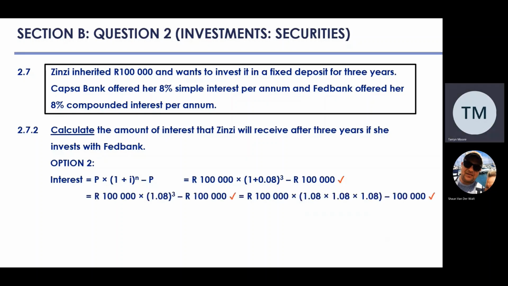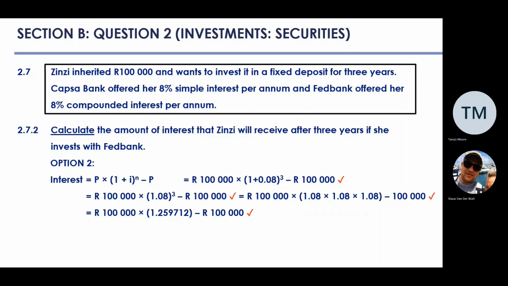Please take note again. Look at the mark allocation. Make sure that you are calculating it correctly. Make sure you include your brackets. Make sure that you include to the power of 3. The power of 3 is the 3 years.